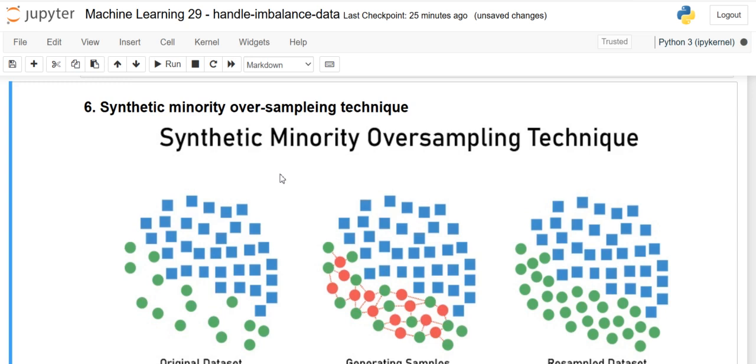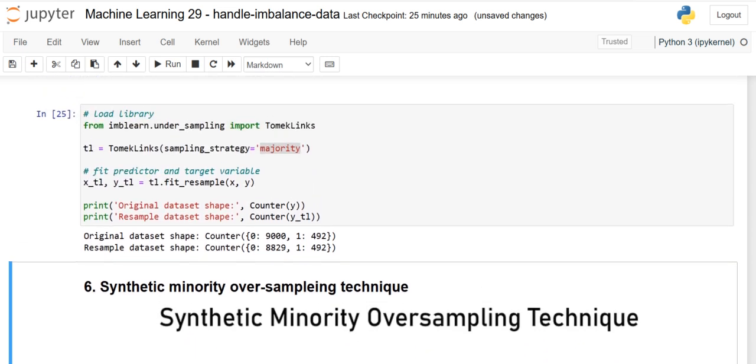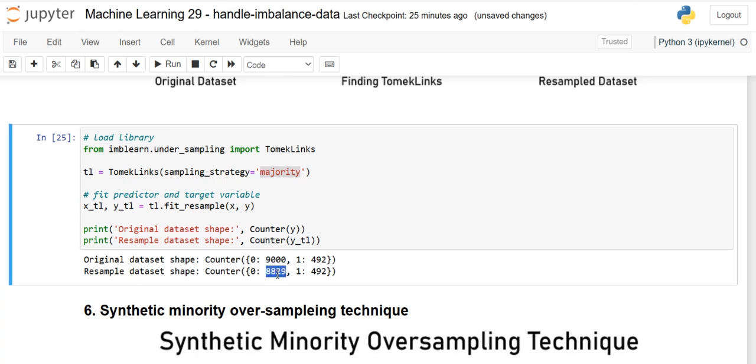Okay, so kindly let me scroll down. Here we have our data of class 0, and class 1 is still 492, and what happens is it is still more or less imbalanced only.